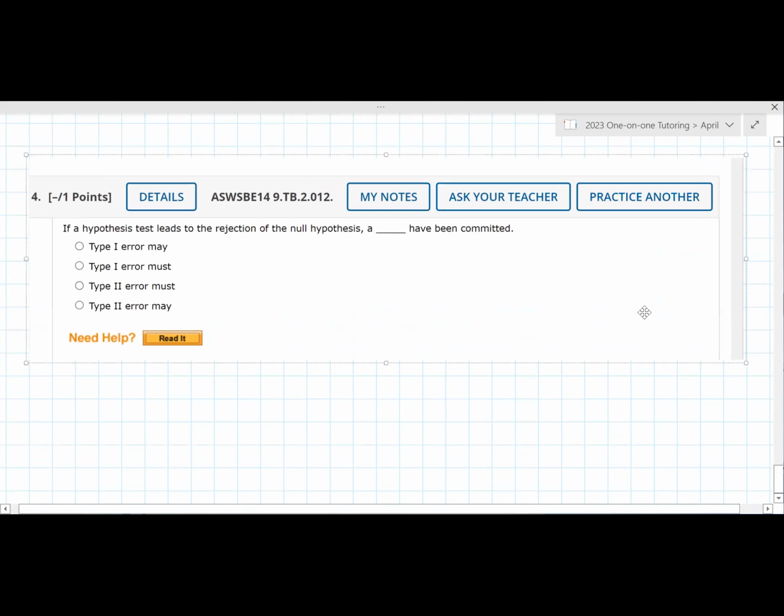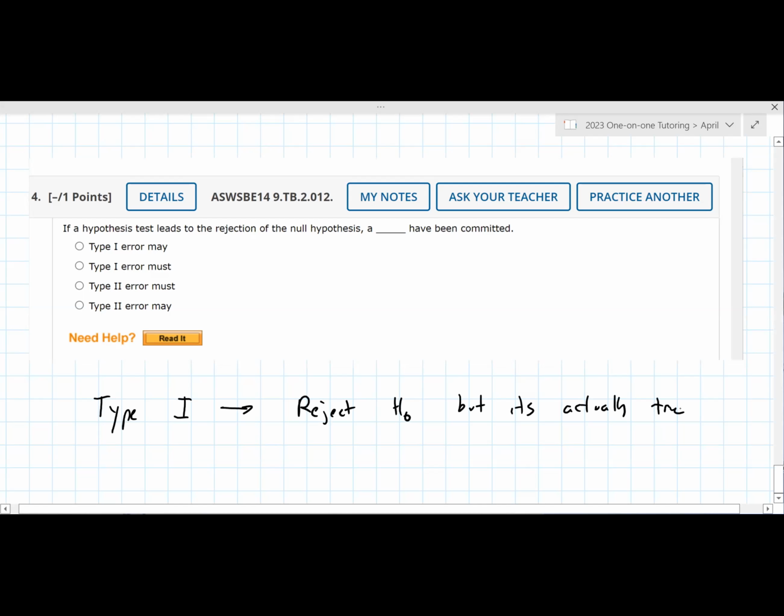If a hypothesis test leads to the rejection of the null hypothesis, a blank has been committed. There's really only two types of errors in this course. You'll see what's called a type 1 error. This occurs when you reject H0, but it's actually true. So if you reject the null hypothesis, the only possibility is a type 1 error.